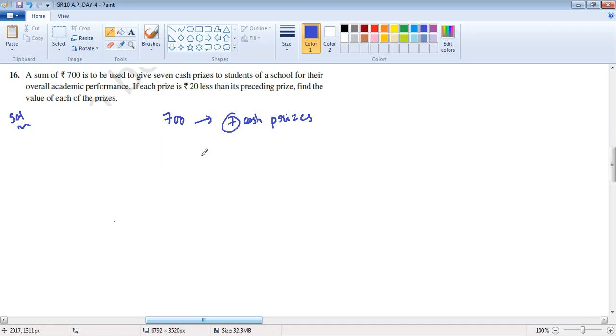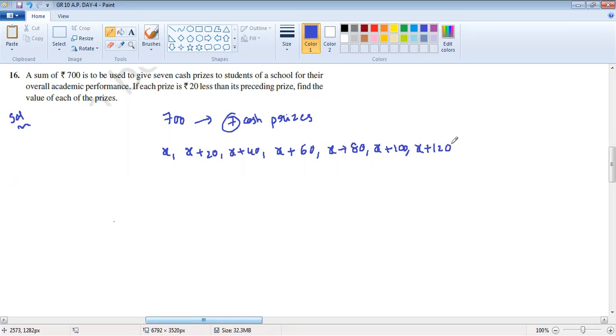Cash prizes are given to students of a school for overall academic performance. If each prize is 20 rupees less than its preceding prize, find the value of each of the prizes. See, we can take the values. One is initially X rupees, the second one is X plus 20, the third is X plus 40, next X plus 60, X plus 80, X plus 100, X plus 120.